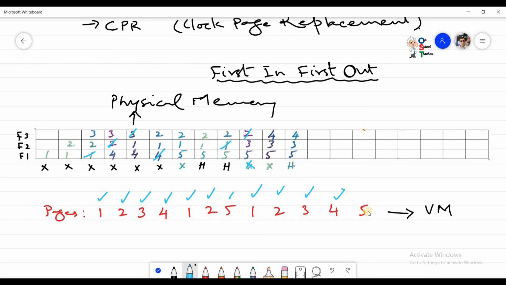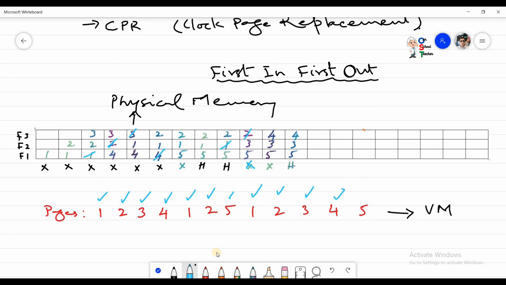And after this, the CPU requires page number 5. So page number 5 is already there, so this is a hit. We don't need to remove any of the pages from the memory, and all will remain same. So this is the situation here.